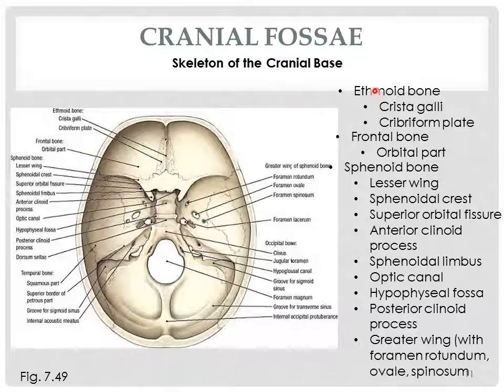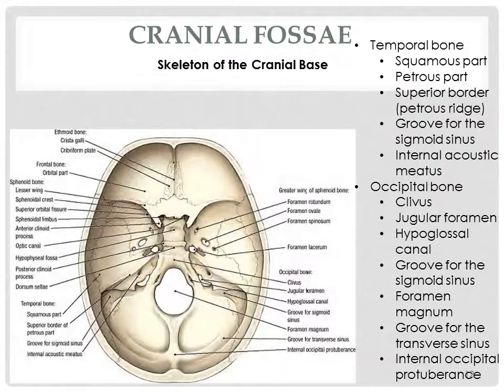We've gone through some of these previously already, so here are some of the bolded terms from the dissector, and here's the picture, figure 749 from the dissector, so you can review some of the structures. And this is the continuation of the structures that are found in the skeleton of the cranial base.